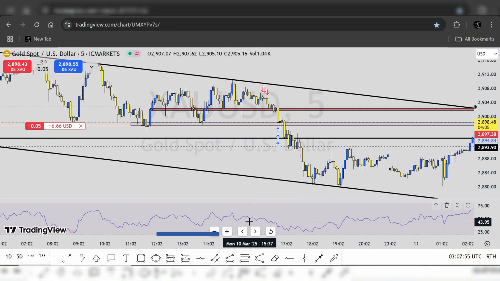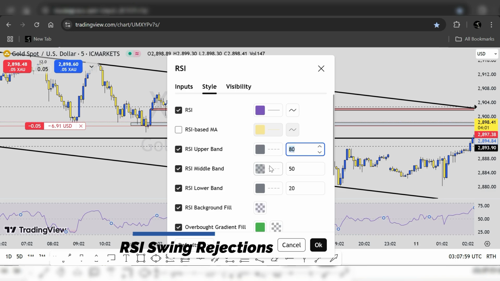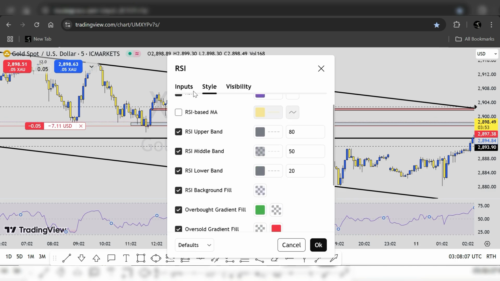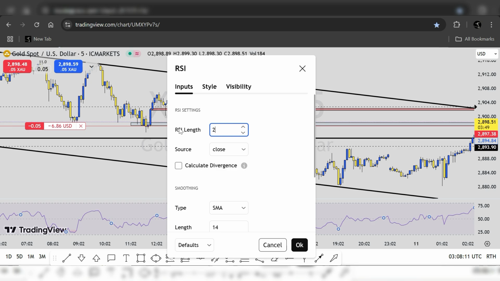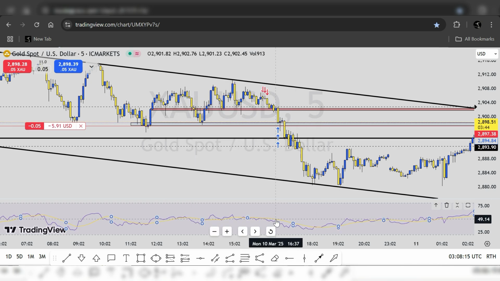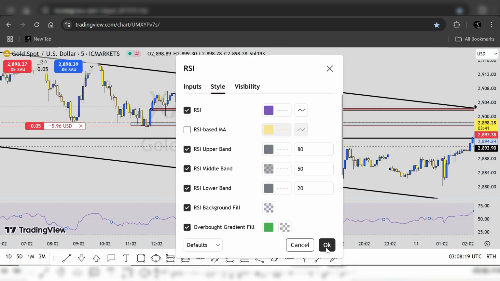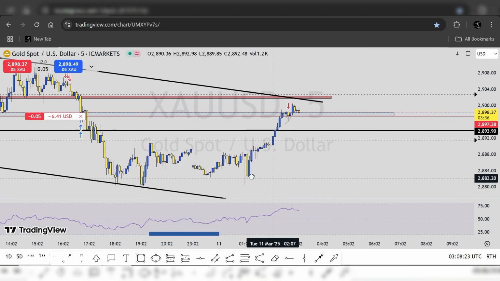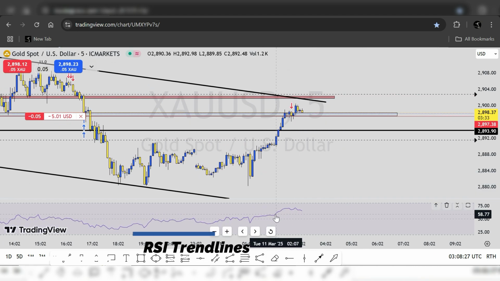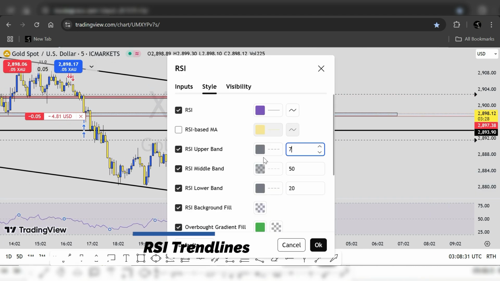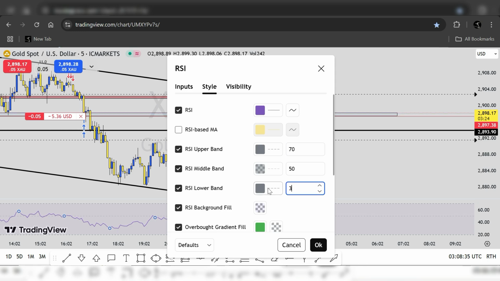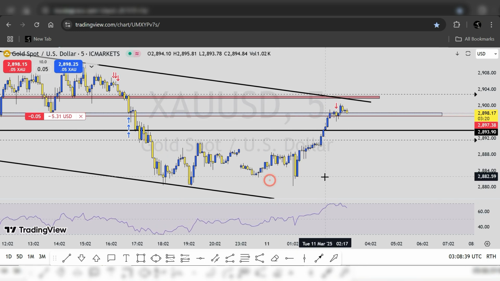RSI swing rejections. A swing rejection occurs when the RSI enters an overbought or oversold zone, exits it, and then reverses direction without re-entering the zone. This can indicate a strong potential reversal. RSI trend lines. Just like price charts, RSI can form trend lines. Breakouts or breakdowns of these trend lines often precede similar movements in price.